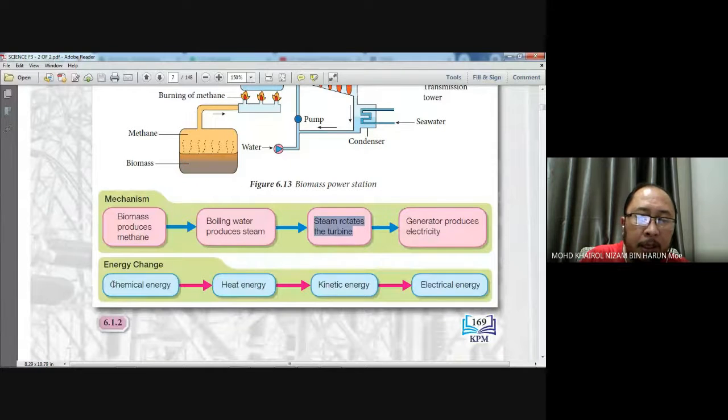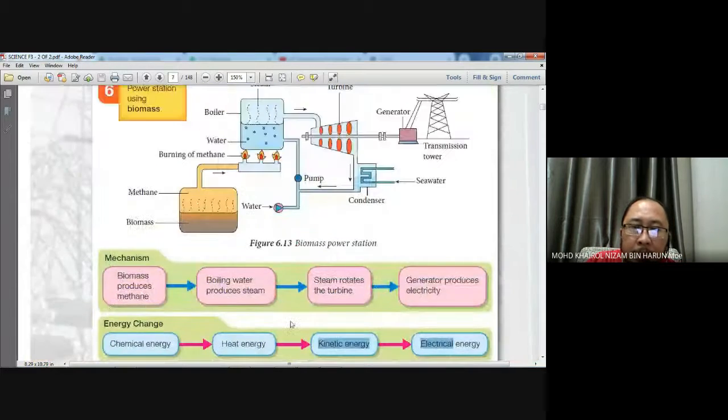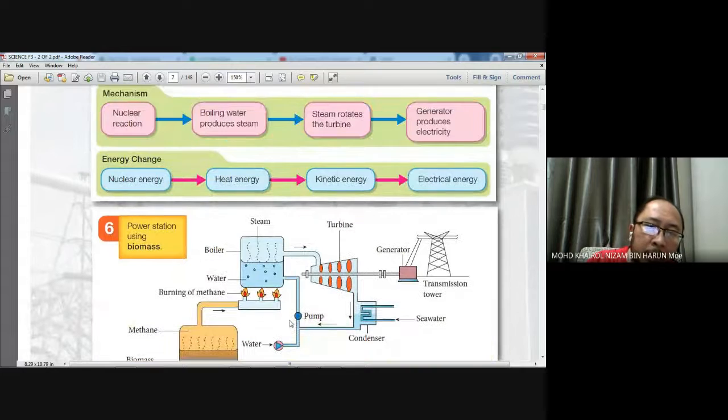So energy change here: chemical energy into heat energy, kinetic energy, and then electrical energy. So that is the explanation on different types of power station. You can see from all the power stations, the same concept is used, in which different types of energy sources are used just to create a rotation of the turbine.